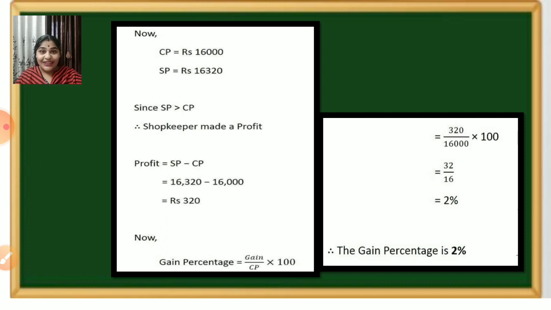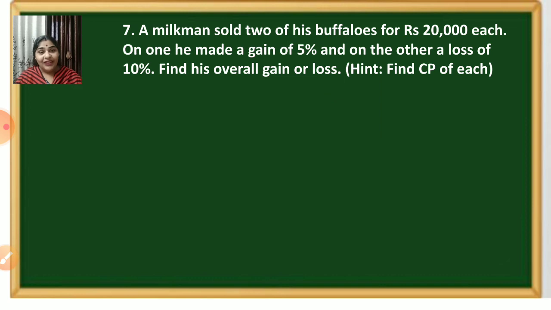I hope this was clear, children. And let us proceed. The similar type of sum, but a small difference is there, children. Let us see what is that. This is question number 7 from exercise 8.2.